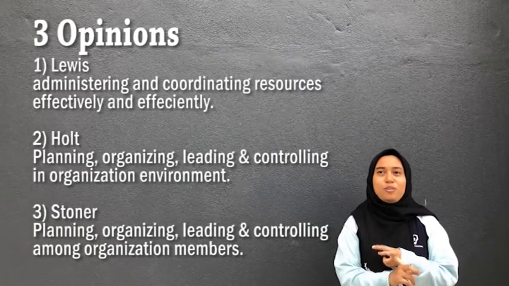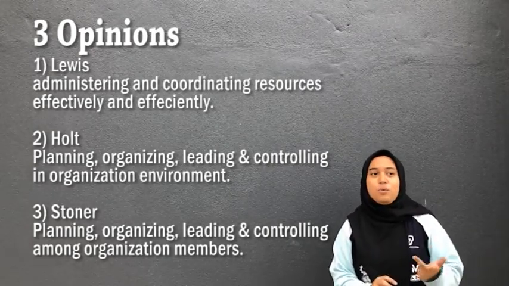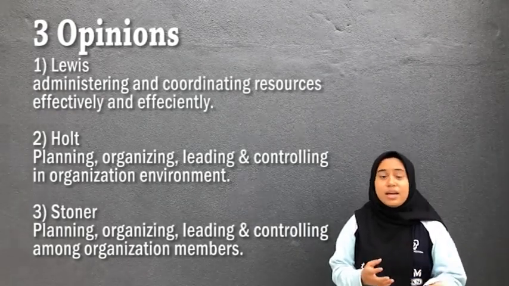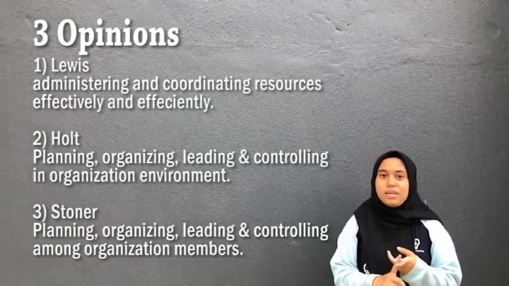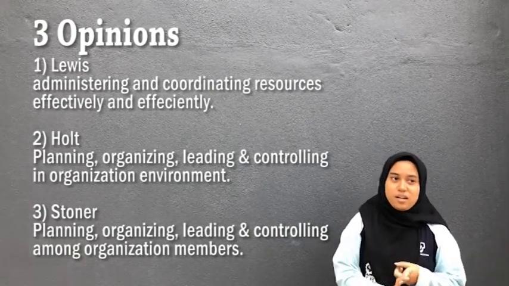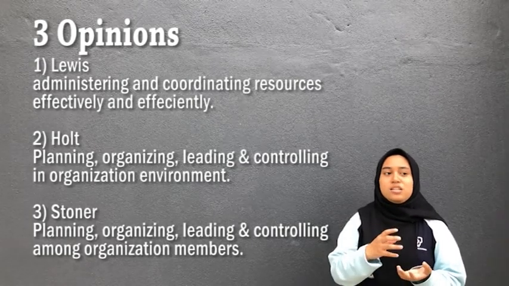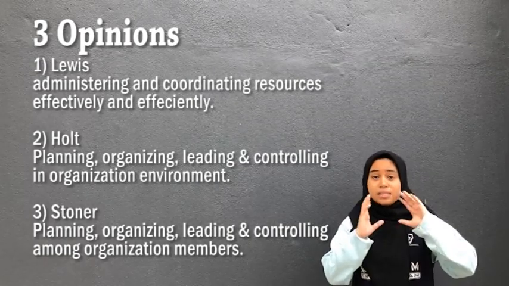The second one is Hope. Hope's view is about POLC: planning, organizing, leading, and also controlling resources. The same goes for Stoner, which is POLC too: planning, organizing, leading, and controlling, but more among organization members. So we could see here what management is about.